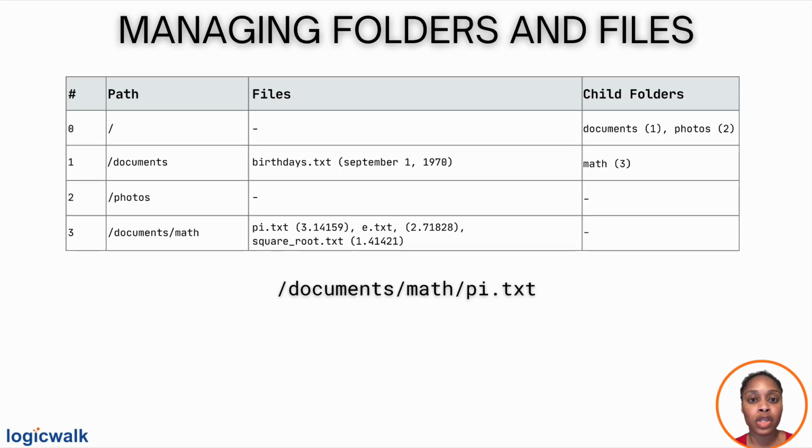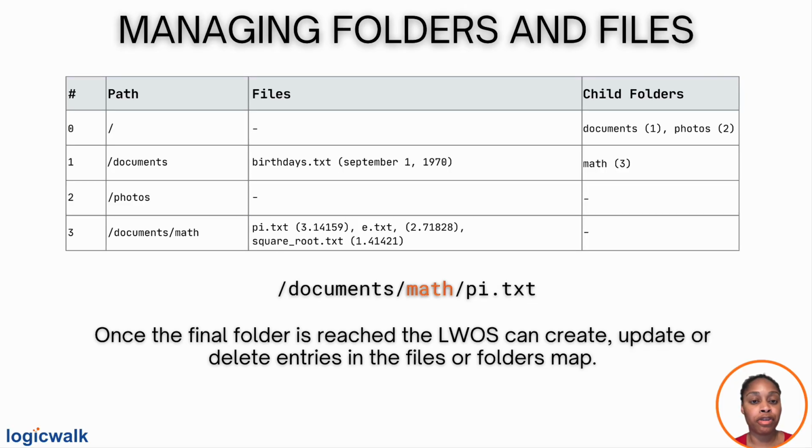At each step, the Logicwalk OS uses the folders map to look up the next folder's index and move to that location. Once the final folder is reached, the OS either creates, updates, or removes entries in the files or folders map. We'll use the same lookup and mapping process throughout the rest of the lesson as we examine how different file system operations work.